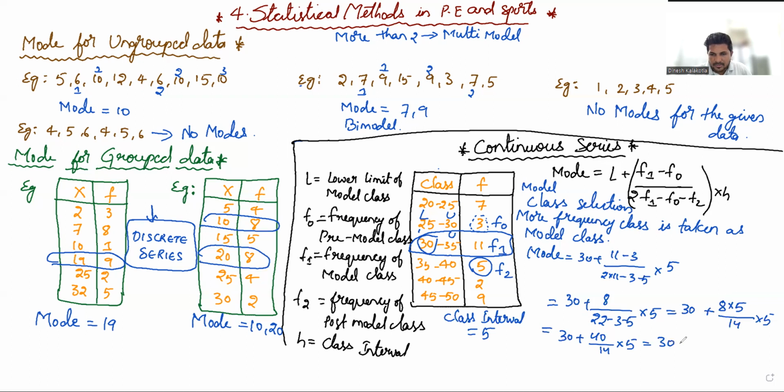So 30 plus, oh sorry, we have already taken the 5 here, so there is no multiplication. 30 plus 2.857 is equal to 32.857. So this is the mode of the given data.